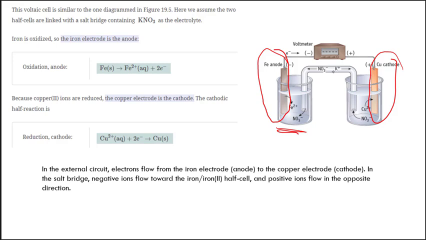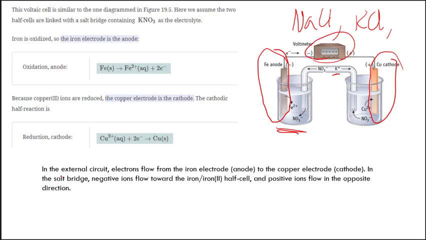In the salt bridge, we could have the same NaNO3 as the last example. They used KNO3 in this case. It doesn't matter, but we do want an unreactive salt in that salt bridge. Some common ones are sodium chloride, potassium chloride, sodium nitrate, potassium nitrate. They are all salts and weak electrolytes.